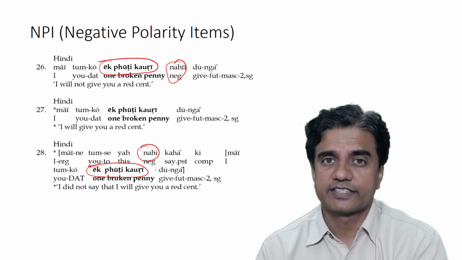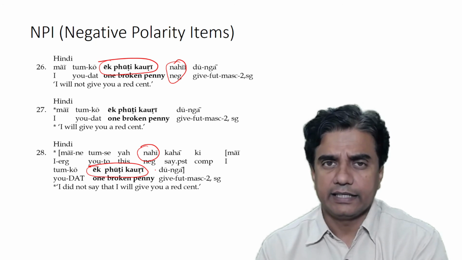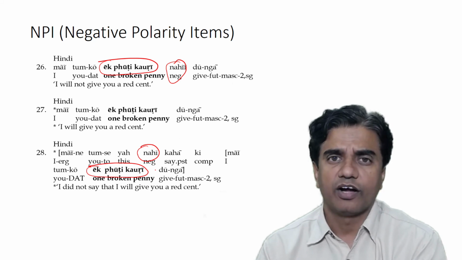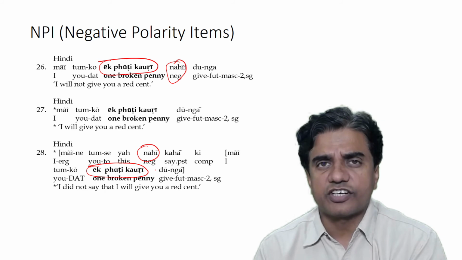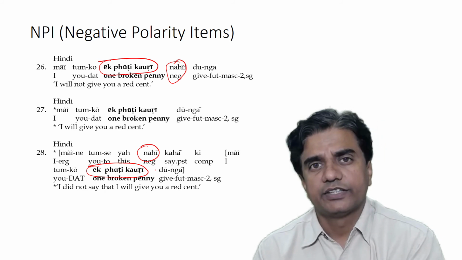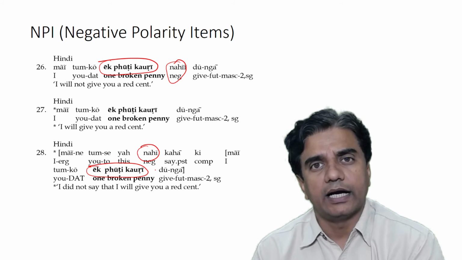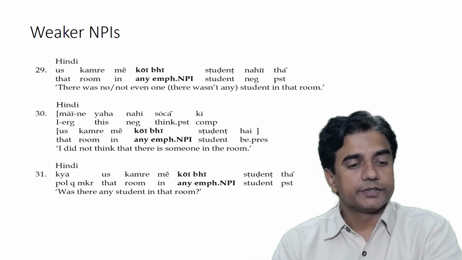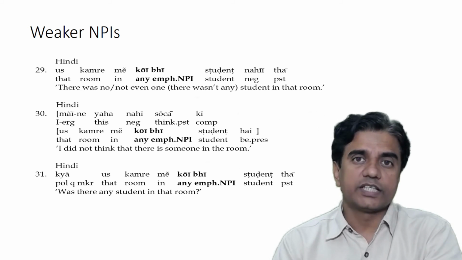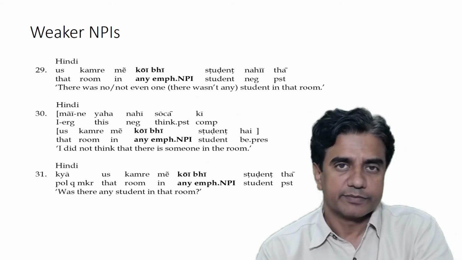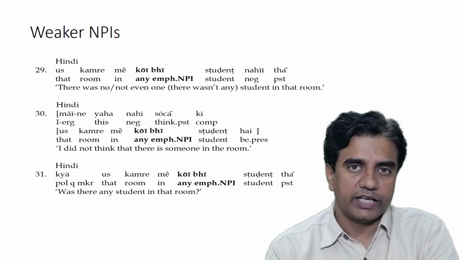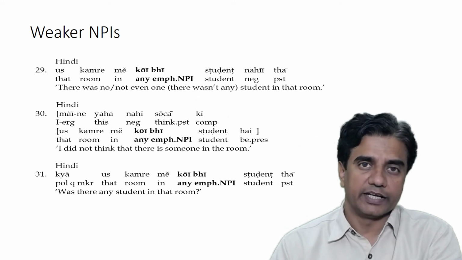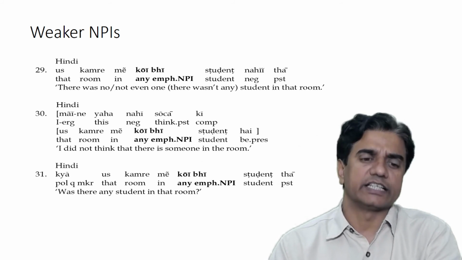This also helps us understand that negative elements interact with other constituents in a sentence in a very strictly defined environment and also under certain specific conditions. We need to look at certain weaker types of negative polarity items. So, the एक फूटी कौड़ी example is an example of a strong NPI. Now we are going to look at certain weaker types of NPIs.